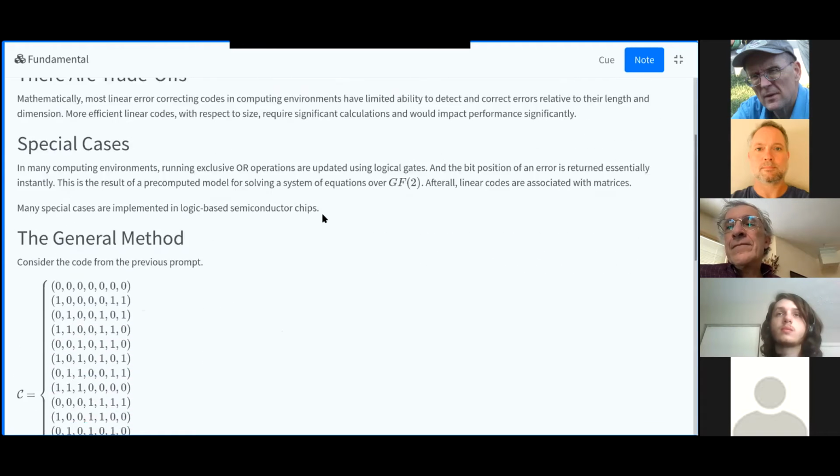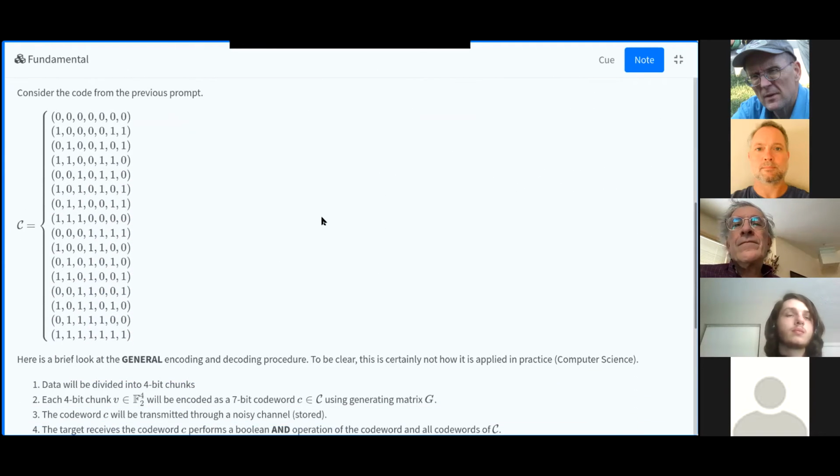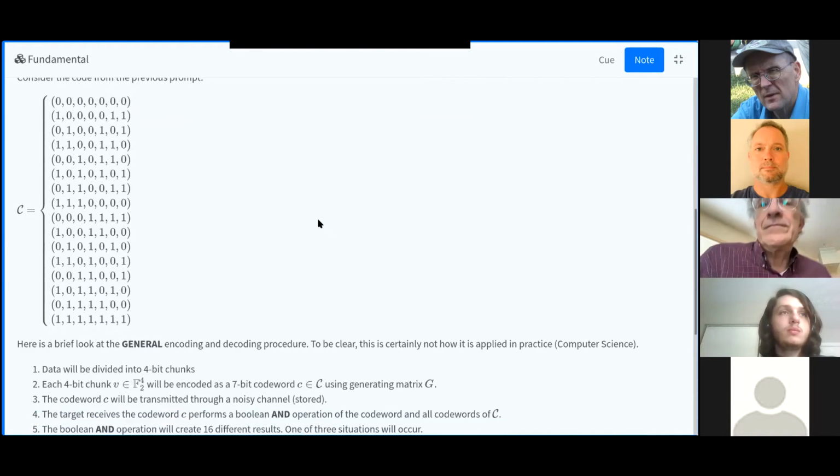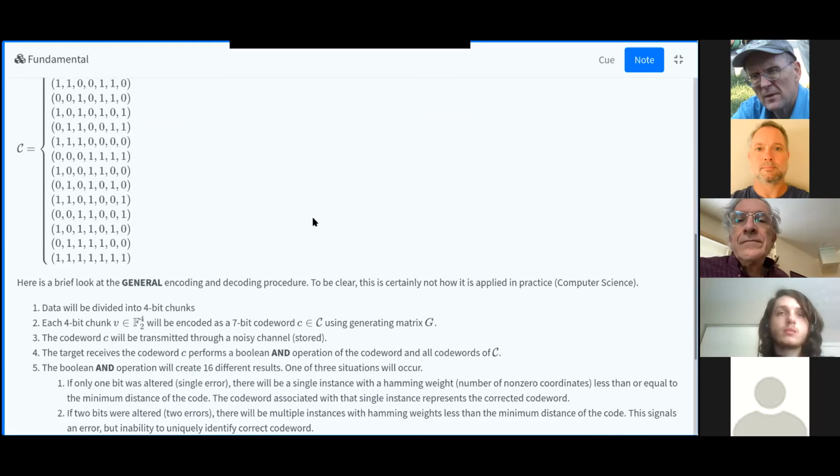These special cases are often not super efficient relative to their size. That means that there are better codes, but they may not run as fast in real time. All right. So here's how the general method works. You take the code words, and if we want to imagine what we would be doing if we had to use any code, forget the Hamming code or special cases, the general method would look like this. You use the generator matrix G to run it through the matrix, and it would encode it into a 7-bit code word. Well, that would be transmitted through a noisy channel or stored on some maybe unreliable disk. And the target receives the code word or reads it and performs a Boolean AND operation on every code word in the code.